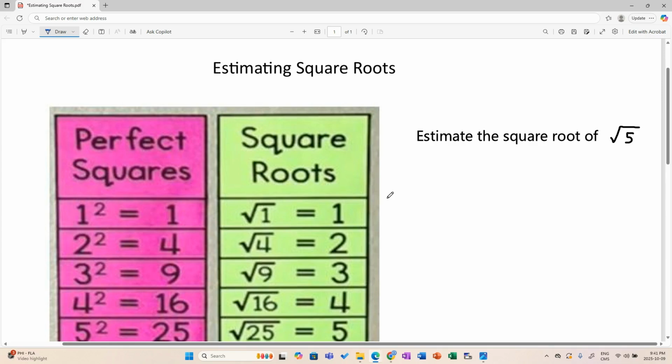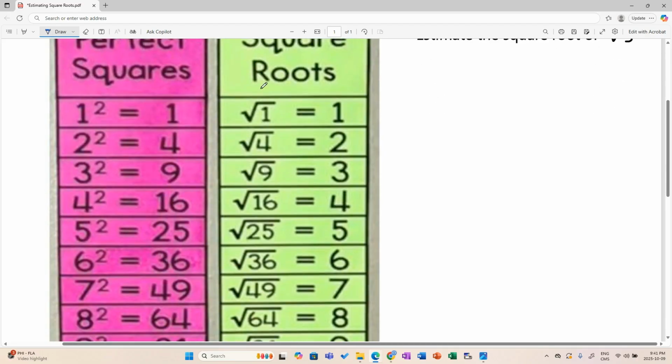Hi class, in this video we're going to be talking about how to estimate the square root of numbers that aren't perfect squares. Just as a review, if you take the square root of a perfect square, you end up getting nice whole numbers.